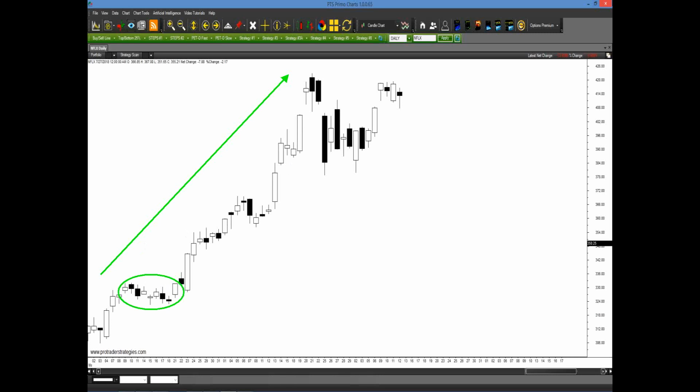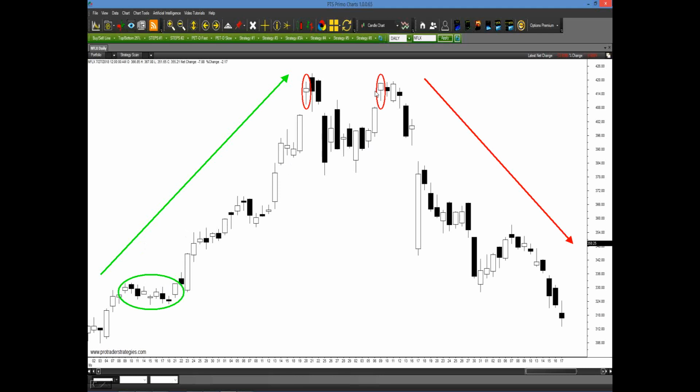Well, this tool actually would have given you an early warning right here at the very top of this run. And then when we sold off a little bit, after this second rally, it would have given you a second warning sign prior to this large decline in the stock.